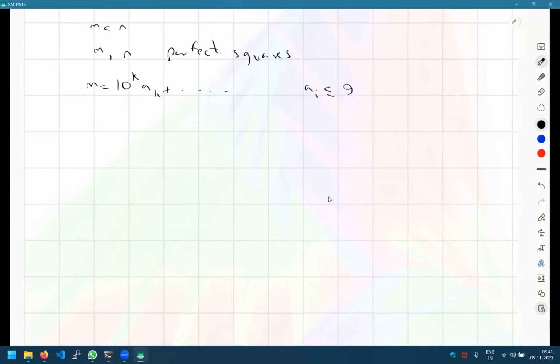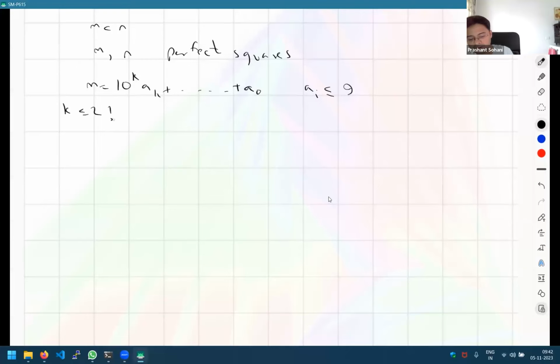So then we can find a bound on k. We get that k is less than or equal to 3. Sorry, k is less than or equal to 2. Okay, interesting. How do you reach that exactly?